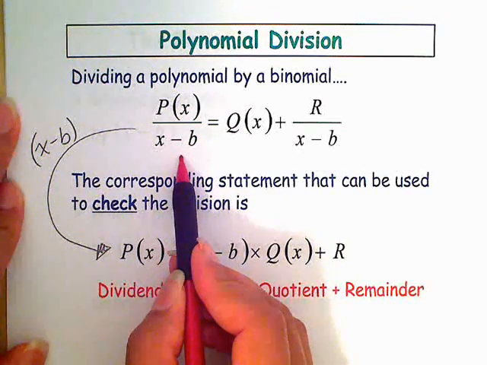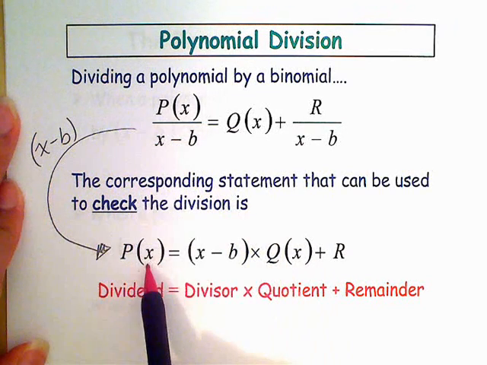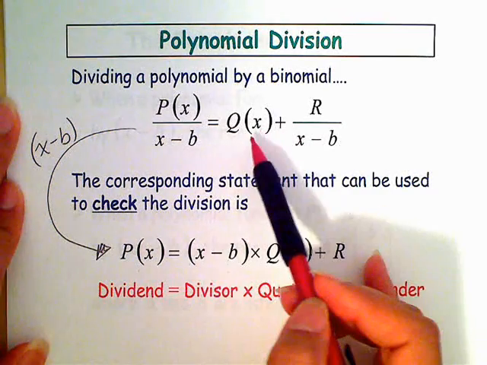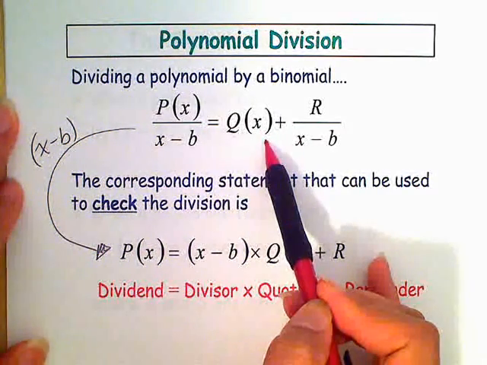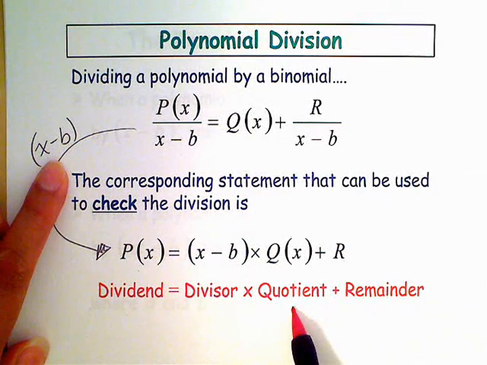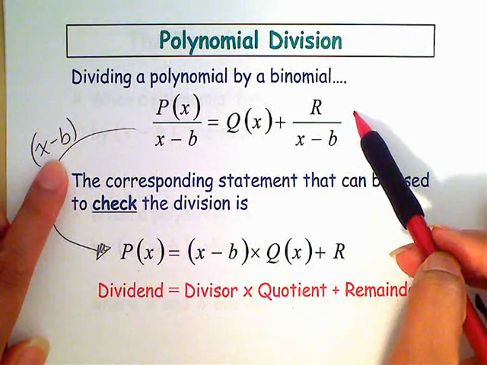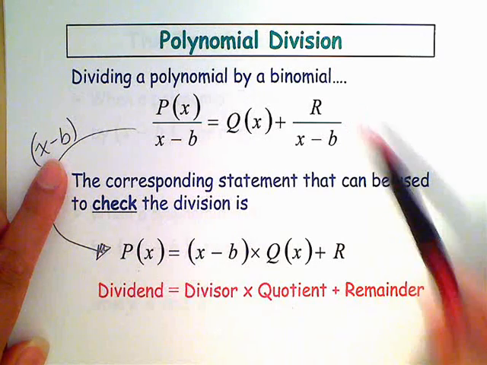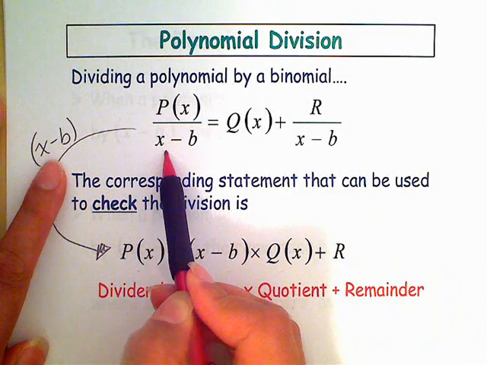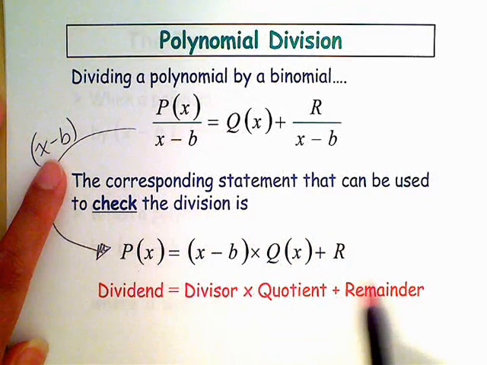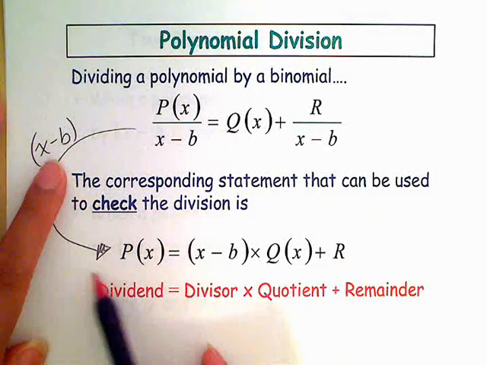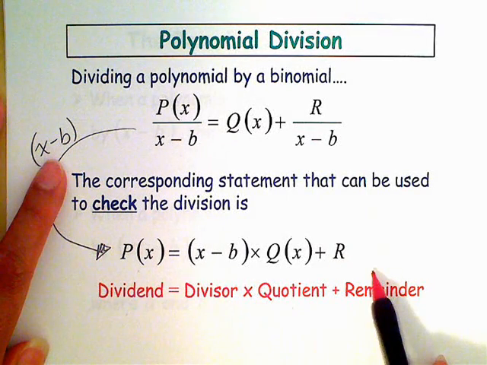What ends up happening on the left-hand side is that you're left with the original polynomial, which is your dividend. Then you're left with your quotient multiplied by the binomial, which is your divisor. Plus, if you multiply this by your divisor, which is x minus b, you're left with the remainder. Okay? So if this is the division statement or the quotient statement that you started with, this statement here, p of x equals x minus b times q of x plus r, is actually a statement that you would use to check your work. Okay, so that's something to remember.